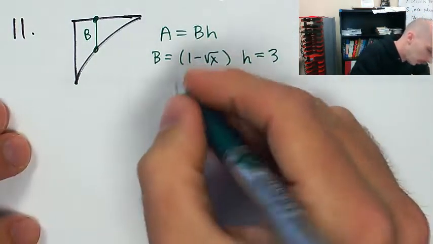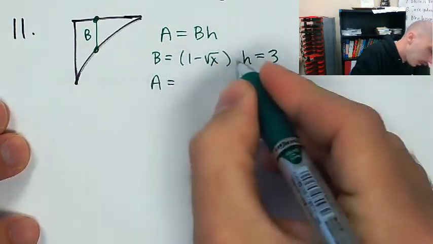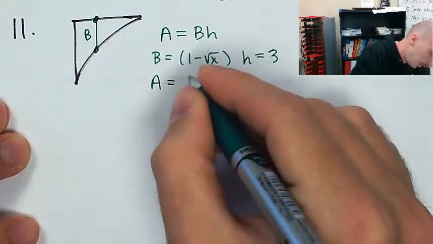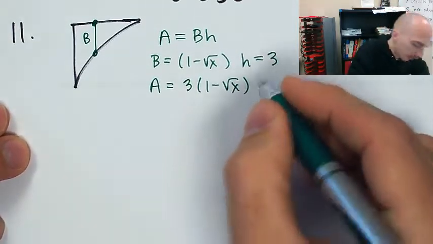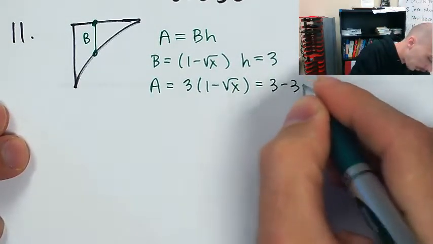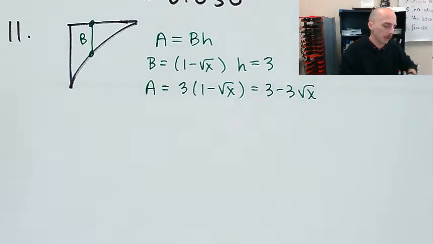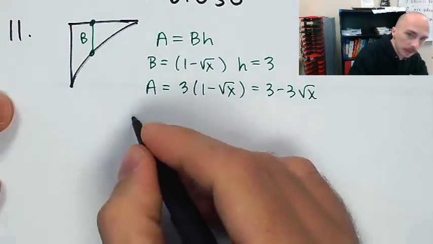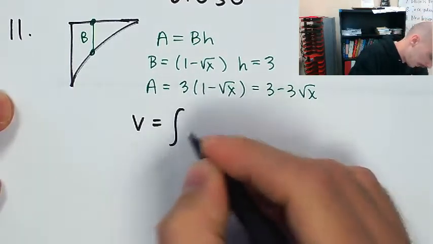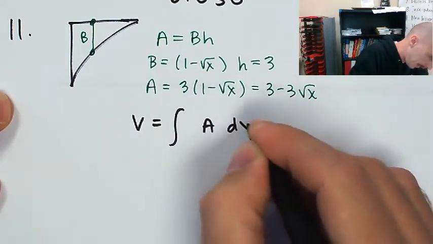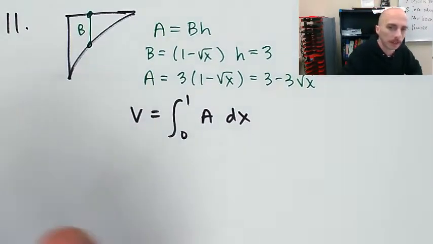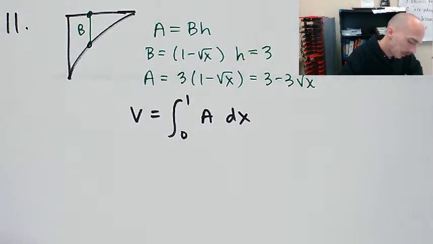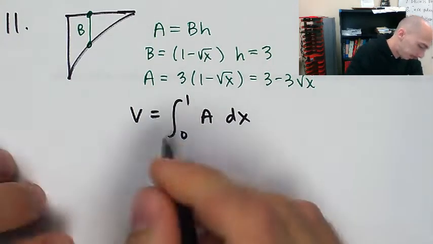Oh, I forgot I'm writing my full-blown area formula here. Area is base times height, so that's 3 times 1 minus square root x, which, if you wanted to, you could call 3 minus 3 square root x. We know that volume is the integral of area. In this case, x runs from 0 to 1 because I'm cutting perpendicular to the x-axis. And I've got 3 minus 3 square root of x as my area formula.